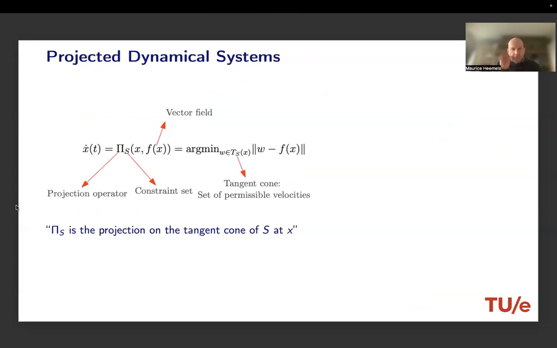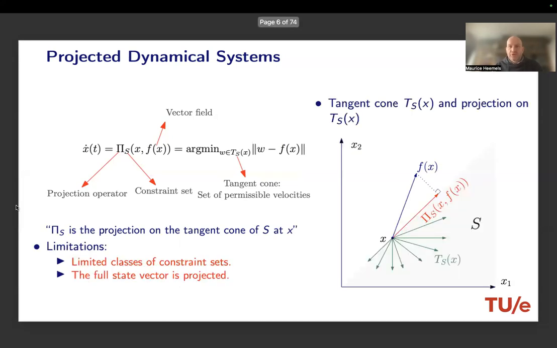So in order to formally define this class of projected dynamics, let me zoom in a little bit on the definition of this projection operator over here. This pi of S, so S was the constraint set, f of x was the original vector field, and you see this operator has two arguments, right? Of course, the original vector field is one, a certain velocity, but it also depends directly on x, and the reason is that essentially we're going to project on the tangent cone, right? So the tangent cone of S and x, which basically defines all the admissible velocities at a certain point.